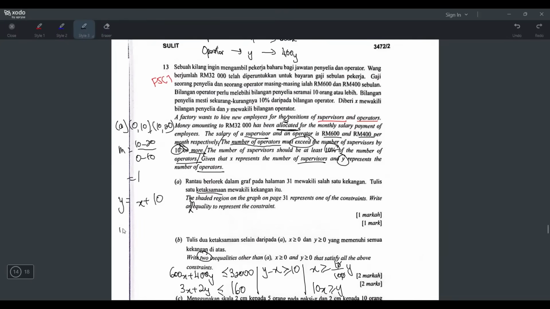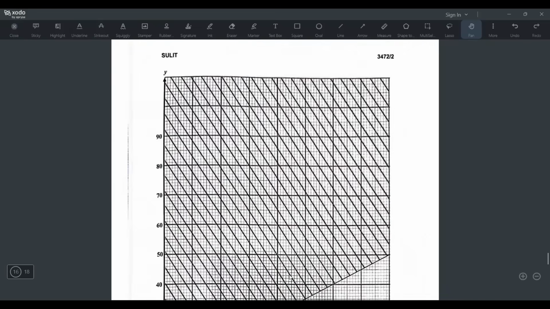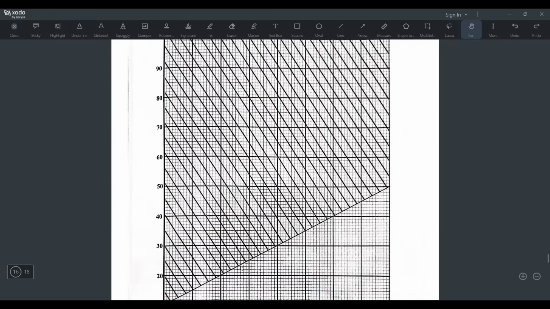Now it's time to put in the inequality. Bigger or smaller? Bigger. Why bigger? Because the shaded region is above the line. And since it's a solid line, you have to put equals. You can see the shaded region is above and it's a solid line. It's not a dashed line, it's not a dotted line.